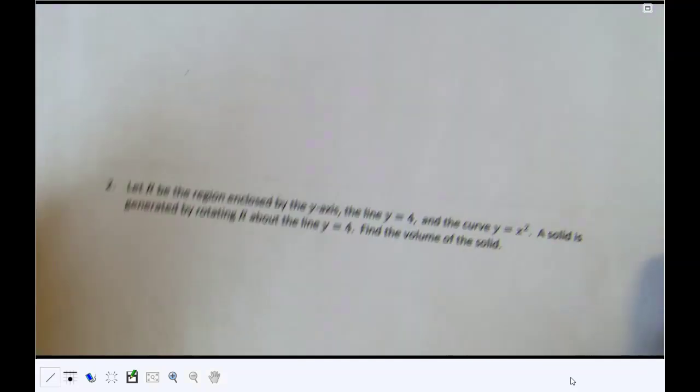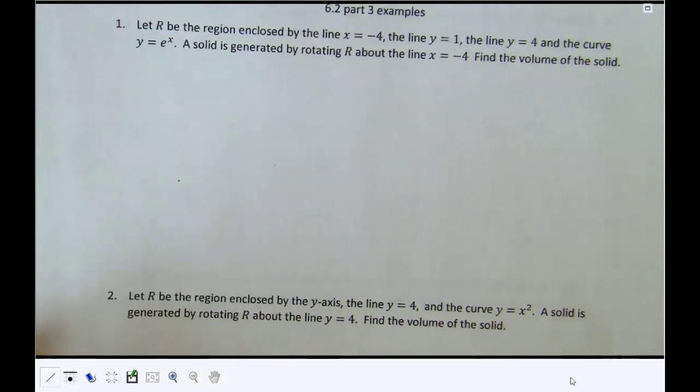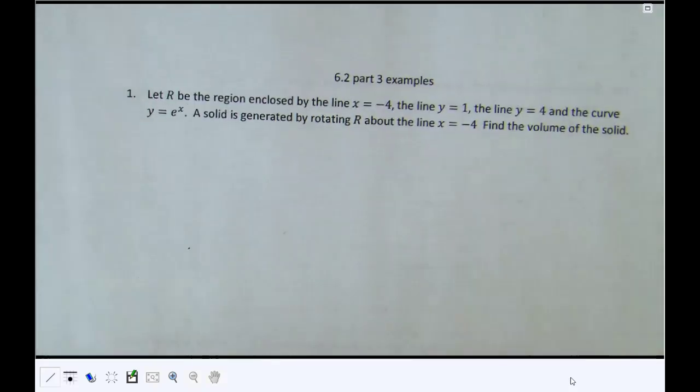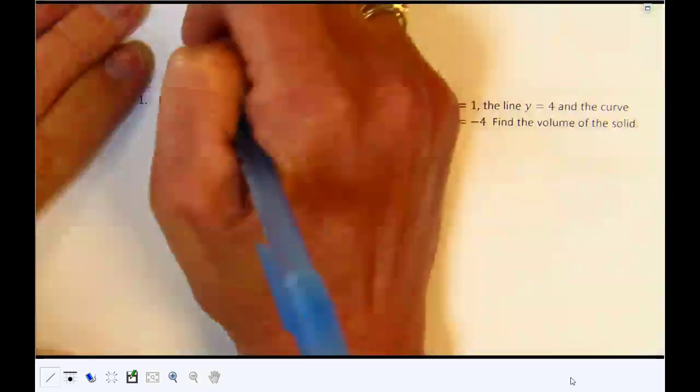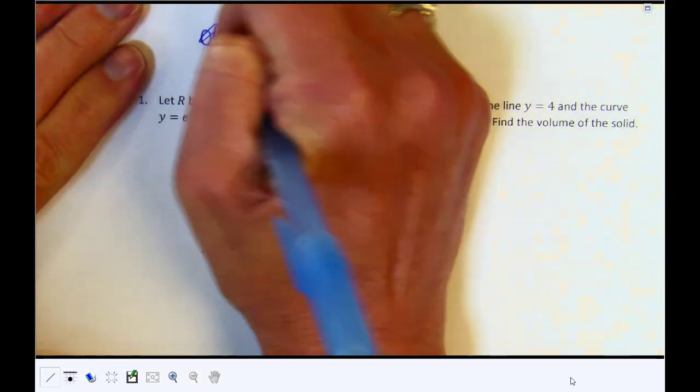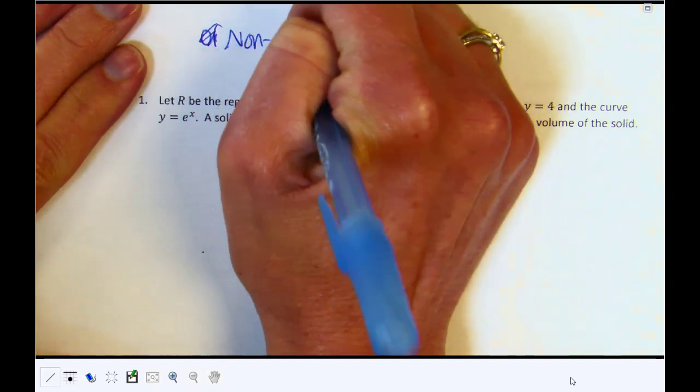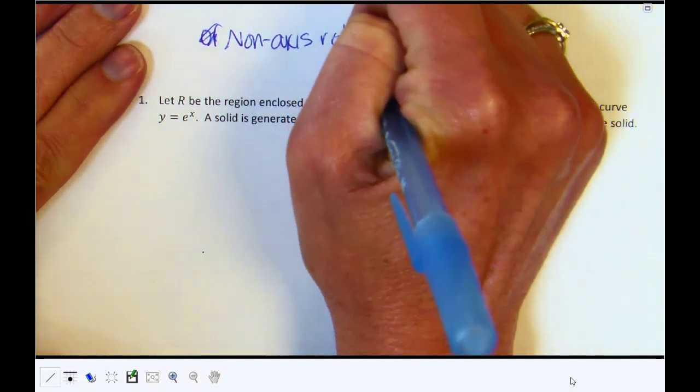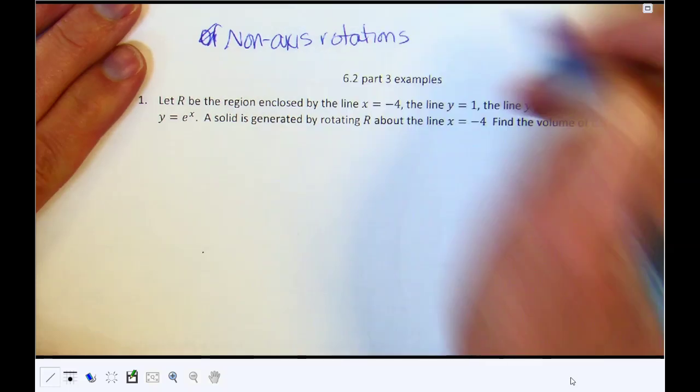Okay, so what we are talking about today, this is the last of it. Everything that we have done, the graph has been rotated around the x or the y axis. Now we're going to talk about what if it's not the x or the y axis. There's not really a name for this, but I'm going to call it non-axis rotations.